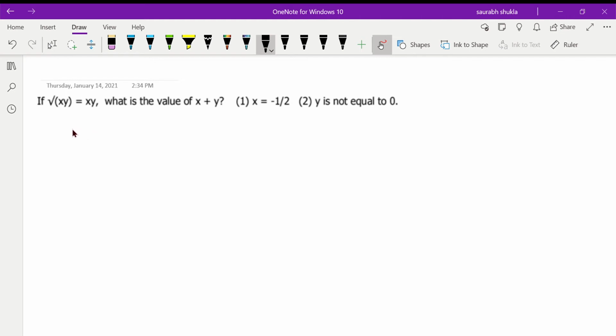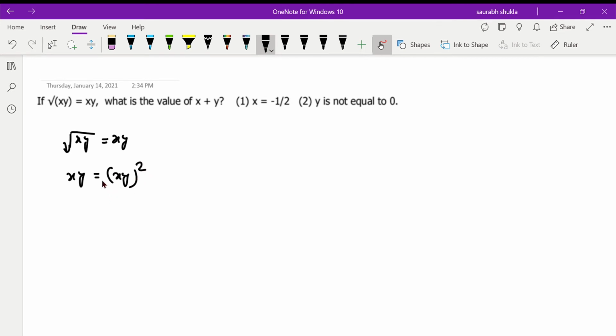So let's first try and simplify the statement given in the question stem. It says that square root of xy is equal to xy. How can you simplify this? Let us square both sides first. When you square this side, you get rid of the square root, so you are left with xy. And then you're squaring x and y, so let's write it as xy whole square.